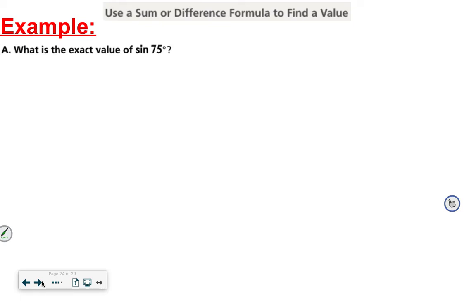What is the exact value of sine 75? First of all, ladies and gentlemen, remember that in the previous topics, we know that there are two special triangles. 30, 60, 90 is one of the special triangles. The second one is 45, 45, 90. There are two special triangles. How can I write 75 as either the addition of two special triangle angles or the difference of two special angles?